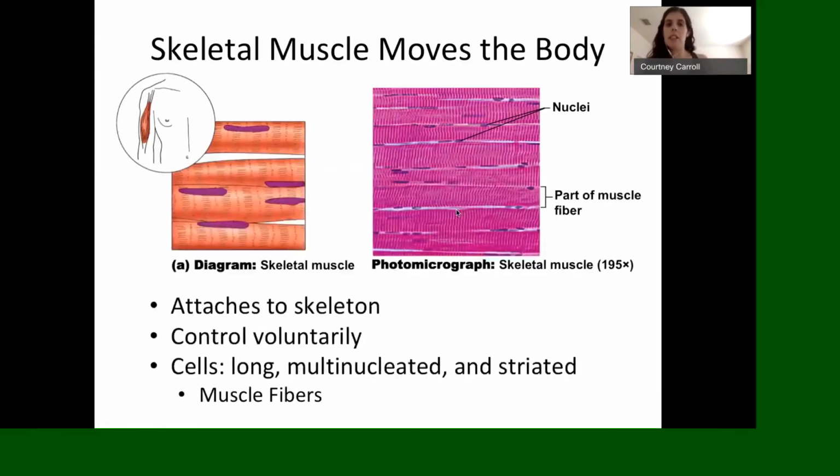Skeletal muscle is the most commonly thought of muscle type because it moves the body. It's the muscle we talk about when we say we went to the gym and worked out our muscles. We got stronger muscles, stronger skeletal muscles. It attaches to our skeleton and we control it voluntarily. So with thought, you can say, I want to pick up this pencil and lift it, and you're going to contract muscle to do that. It has cells that are long, multinucleated, and it has striations or stripes.